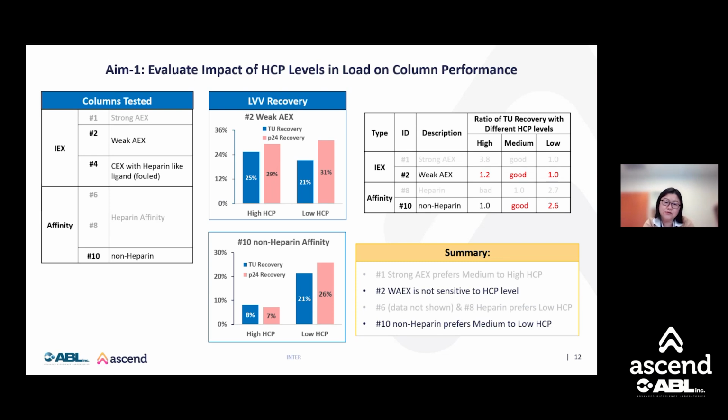Interestingly, the weak AEX, number 2, does well at all the HCP levels tested: high, low, and medium. And regarding number 10, the non-heparin affinity resin, it behaves similarly to the other heparin affinity resins, in that it has a higher recovery in low versus high HCP. The only difference is that it also performed well in the medium HCP.